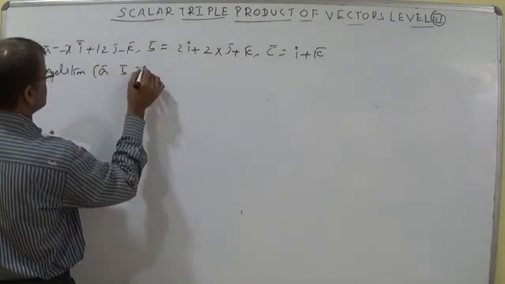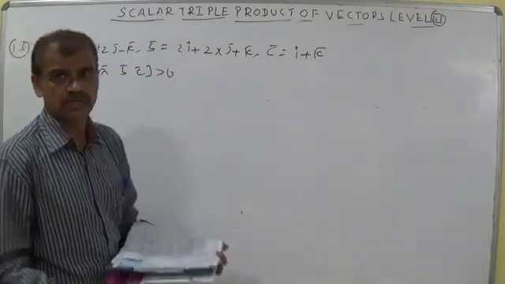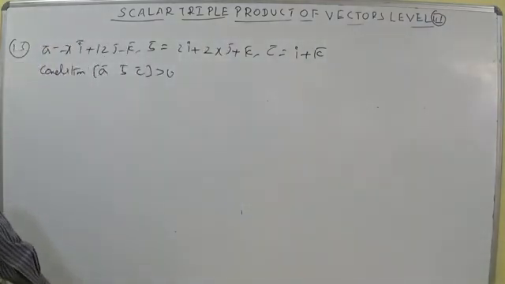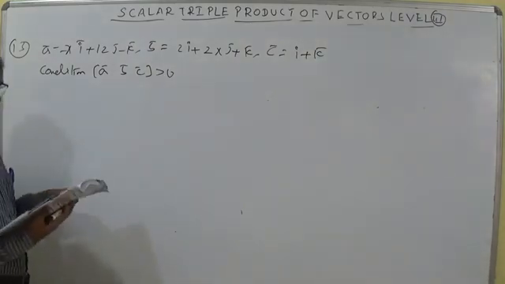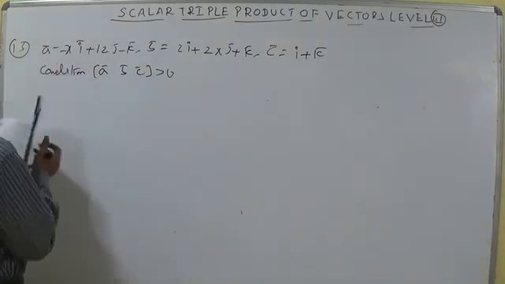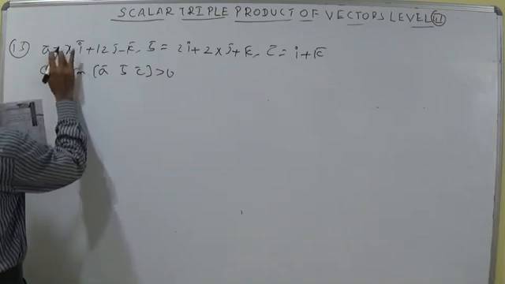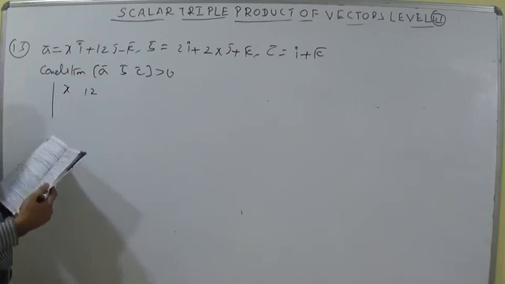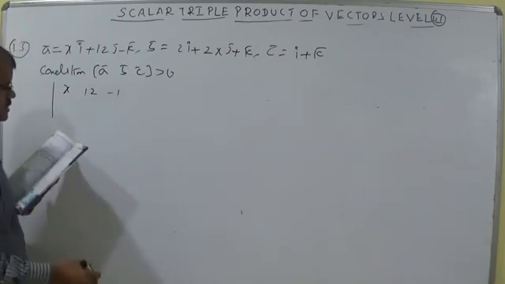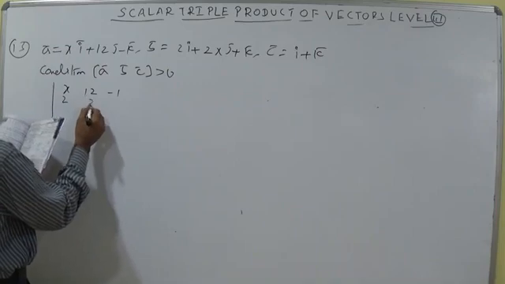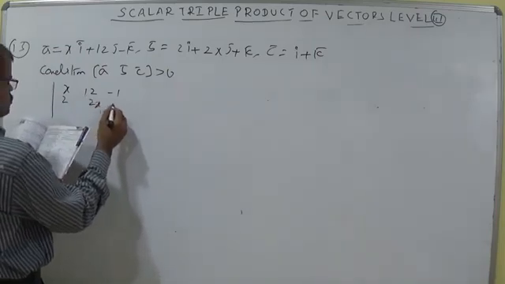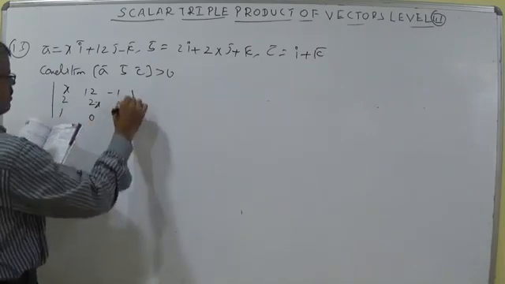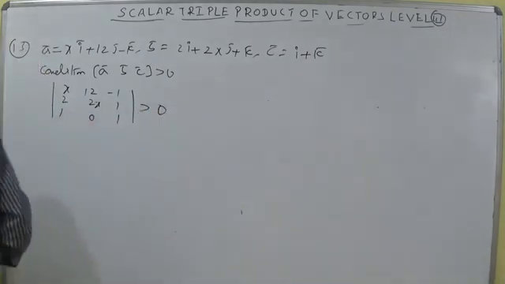Whenever it is forming a right-handed system, box ABC is greater than 0. Then we can write the determinant as positive. Don't get confused that it is minus. So here x, 12, minus 1, and 2, 2x, 1, and 1, 0, 1, greater than 0 you should write.